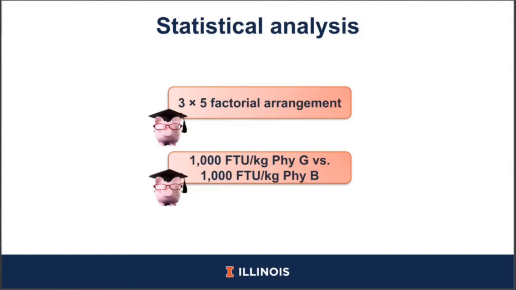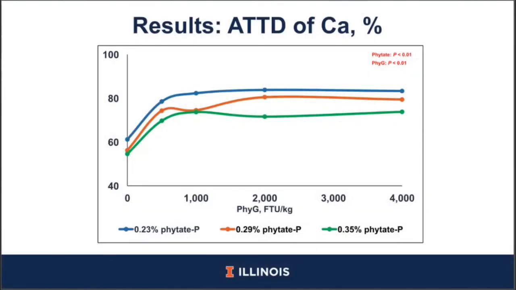The model included the amount of phytate-bound phosphorus, phytase, which is PhyG, and the interaction between phytate-bound phosphorus and PhyG as the main effects. Contrast statements were used to determine the effects of PhyG at 1000 FTU per kilogram on mineral digestibility and bone ash by comparing the diet with a diet supplemented with 1000 FTU per kilogram from the Buttiauxella phytase.